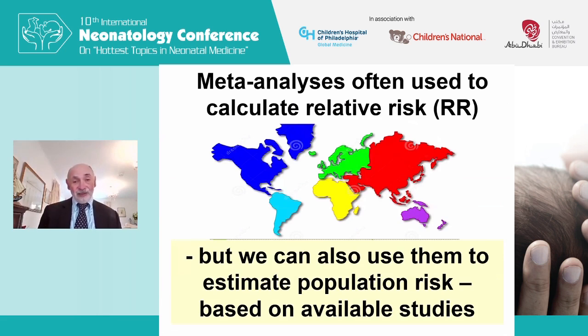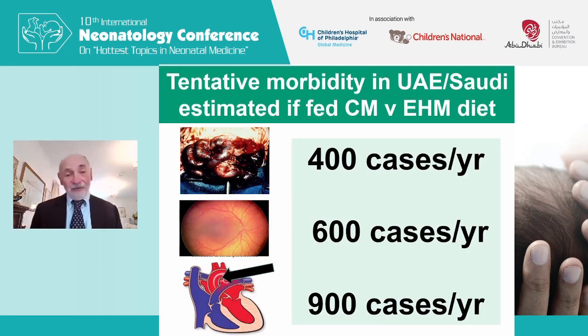A third reason why you might want to quantify safety is to estimate population morbidity. Meta-analyses are often used to calculate relative risk, but we can also use them to estimate population risk, based on assuming that the available studies are representative of the population you're studying. Since that might not be true, these data are very tentative, but I've presented morbidity in UAE and Saudi that's estimated if babies are fed on cow's milk rather than an exclusive human milk diet. So what you're looking at is additional cases that could potentially be attributed to cow's milk and therefore potentially preventable. You can see 400 cases of necrotizing enterocolitis, which would probably include about 100 deaths, 600 cases of retinopathy of prematurity, which would probably include 30 cases of blindness or severe visual impairment, and 900 cases of patent ductus arteriosus each year.